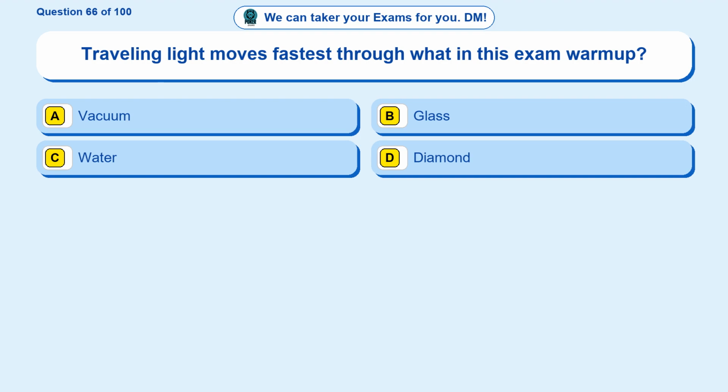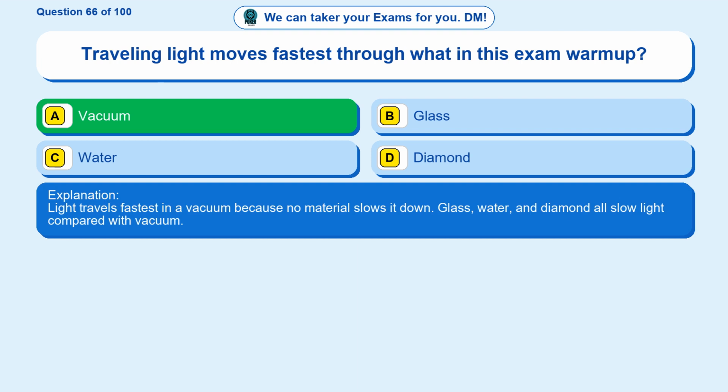Question 66. Traveling light moves fastest through what in this exam warm-up? Option A, vacuum. Option B, glass. Option C, water. Option D, diamond. The correct answer is option A. Vacuum. Light travels fastest in a vacuum because no material slows it down. Glass, water, and diamond all slow light compared with vacuum.